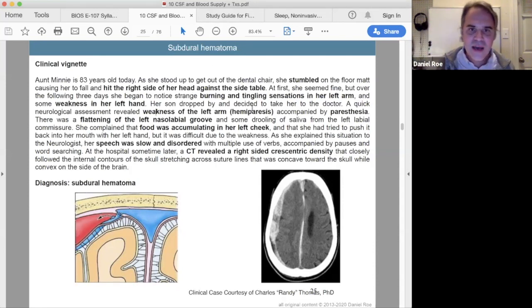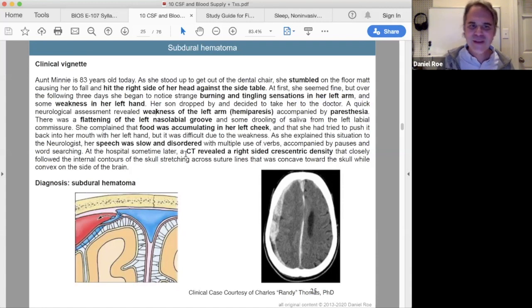So her son dropped by and decided to take her to the doctor. A quick neurological assessment revealed weakness at the left arm, accompanied by paresthesia. There was a flattening of the left nasolabial groove and some drooling of saliva from the left labial commissure. These are all signs of right hemisphere involvement because it's all left-sided paresthesia. Her speech was slow and disordered with multiple use of verbs accompanied by pauses and word searching. Okay, it's right hemisphere, so that's a little more difficult to explain, but you can ask me after class.